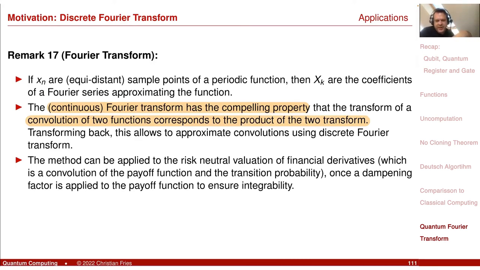So transforming back then allows you to approximate the convolution, approximate if you now use the discrete Fourier transform, because the discrete Fourier transform can be interpreted as approximating the integral. And the method is also nicely applicable in the valuation of financial derivatives. Because you know the risk neutral valuation of a financial derivative is a convolution of the payoff function with the transition probability. So that's a nice link now to mathematical finance, if you like. For that to be done, you have to apply some dampening factor. You also have to prepare your problem a little bit, but that is known, how that has to be done. A paper by Peter Carr and Madan.